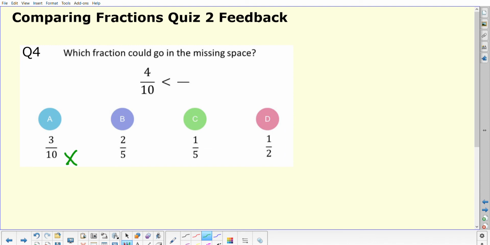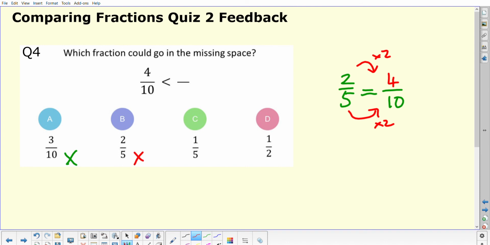4/10 is less than 2/5. How would I know that? I would need to change my 2/5 into tenths to compare it. And in order to do that, I'd be timesing top and bottom by 2. And that would give me 4/10. So 2/5 is actually the same thing as 4/10. So it can't be less than, so it's not that one either. And if I was to change 1/5 into tenths, I would find out that that was just equal to 2/10. And clearly 4/10 is not less than 2/10, so I can't be putting that one in there either.